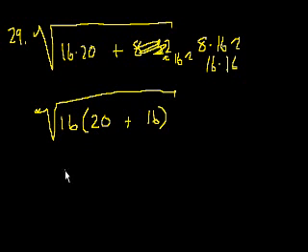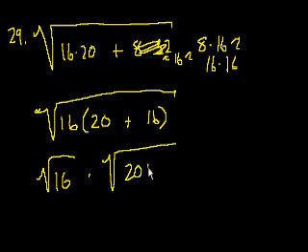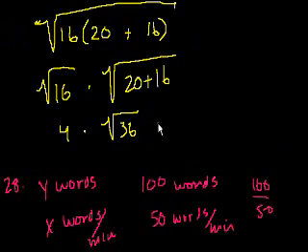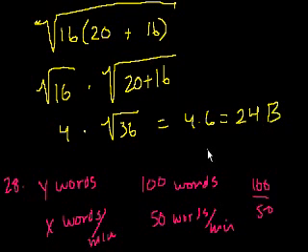Well, now you can say, this is the same thing as the square root of 16 times the square root of 20 plus 16. Well, this is plus or minus 4, although I don't think they're going to make us worry about the negative square root. So let's just say it's 4. Looking at the choices, yeah, everything's positive. So it's 4 times, and then what's this? The square root of 36. So it's 4 times 6, which is equal to 24. And that's choice B. See you in the next video.